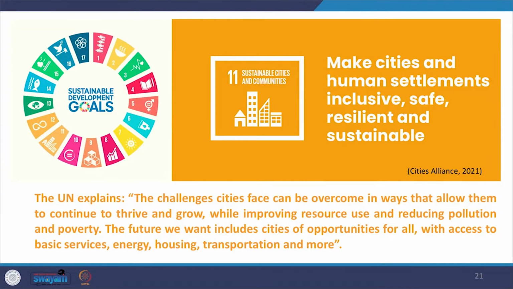Today's sustainability forms the basis of our planning objectives. Looking into Sustainable Development Goal 11 in particular, which commits to making cities inclusive, safe, resilient and sustainable, the UN explains the challenges cities face can be overcome in ways that allow them to continue to thrive and grow while improving resource use and reducing pollution and poverty. The future we want includes cities of opportunities for all with access to basic services, energy, housing, transportation and more. So this is what UN targets, all the nations together target for this.